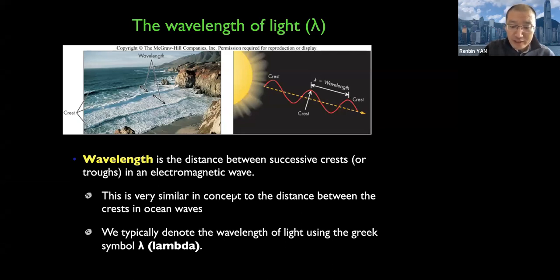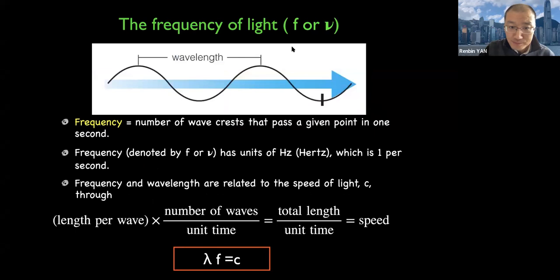And we typically use the Greek symbol lambda to represent the wavelength. So wavelength is denoted by lambda. Another property of a wave is its frequency.